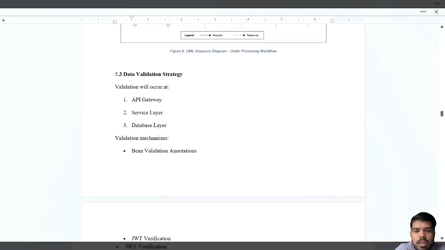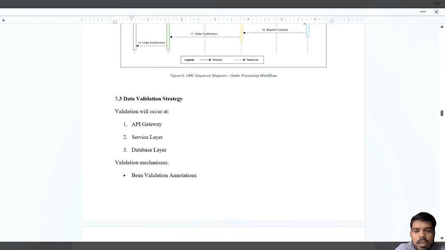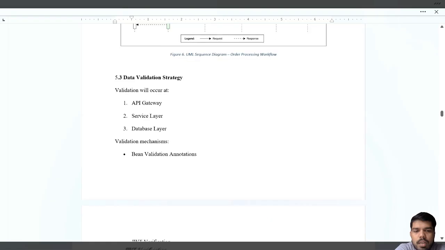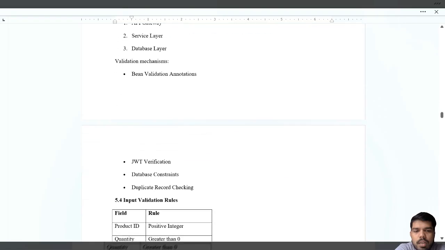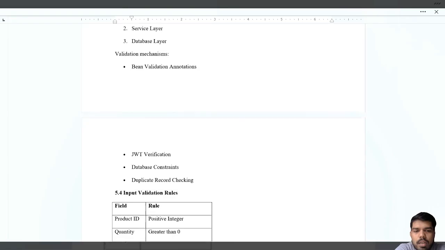Coming to the data validation strategy, the data validation occurs at multiple levels. First, the API gateway validates incoming requests. Second, the service layer verifies the business rules, third, the database layer, and fourth, the constraints. This multiple-layer validation strategy prevents invalid data from entering the system.